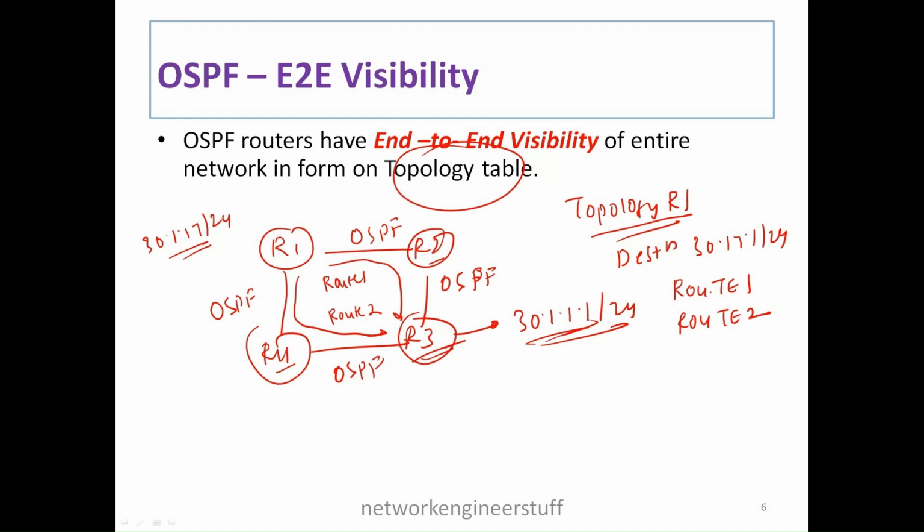Okay, so let's say there's some another destination. For that destination also it will be having all the possible routes. So this forms our topology table. So the topology table contains a list of all possible routes to reach all networks. That is the topology table, and it gives OSPF end-to-end visibility of the entire network.